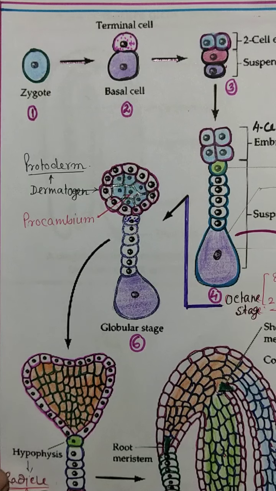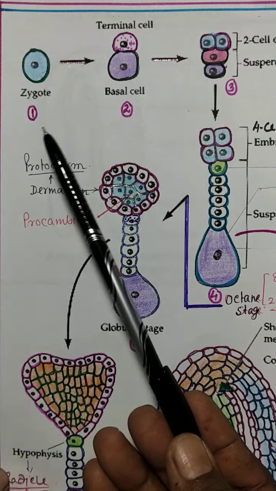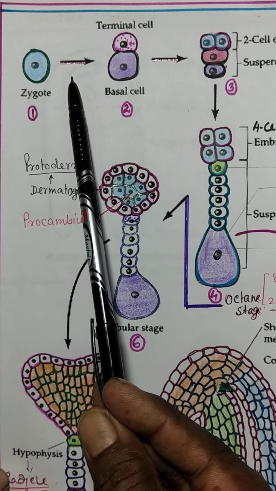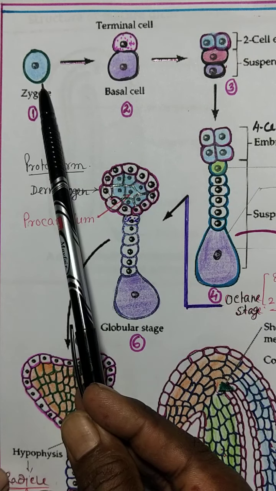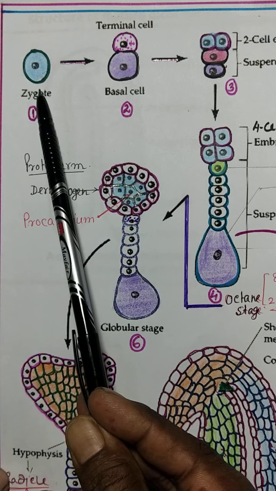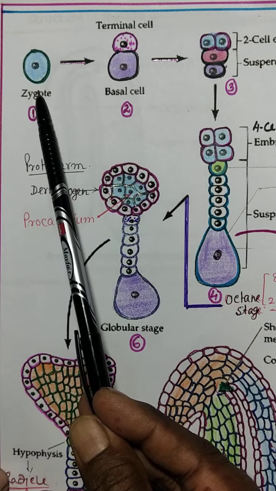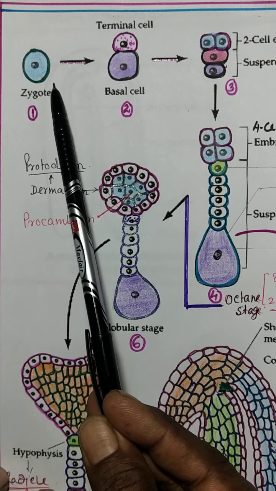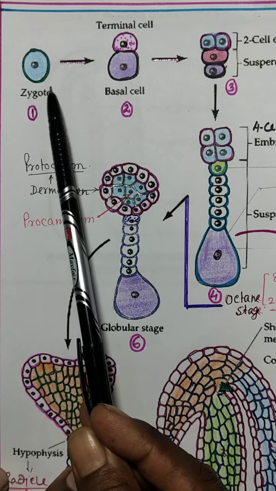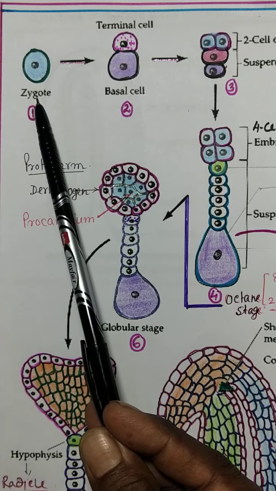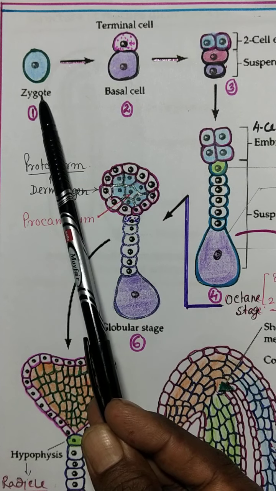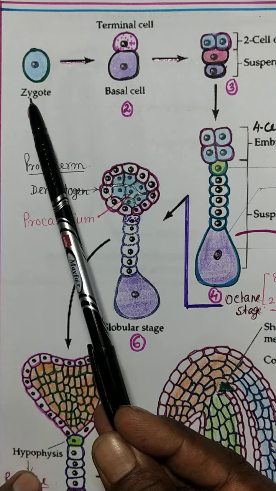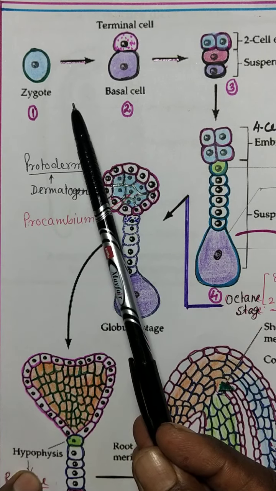Let's come to the class. This is the structure of a zygote. This is a diploid cell, formed as a result of generative fertilization between one male gamete and the egg, or female gamete. Then it formed a zygote. This zygote is now going to differentiate and form the different structures of a dicot plant.